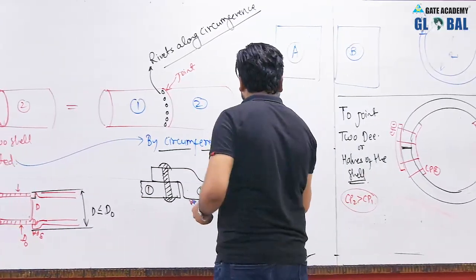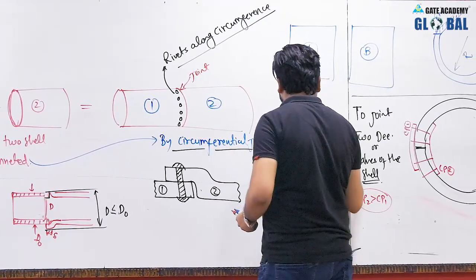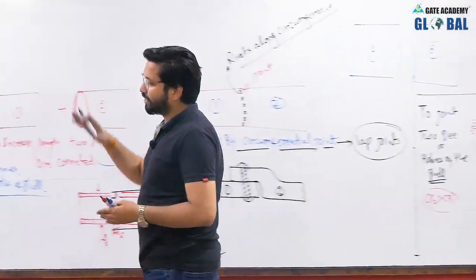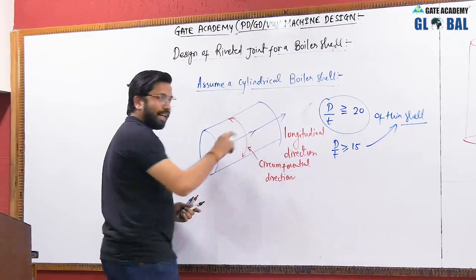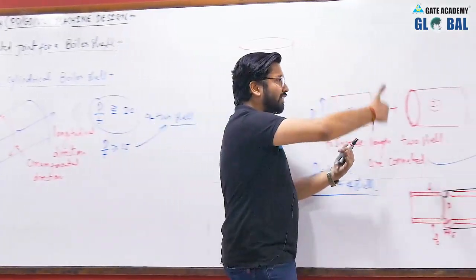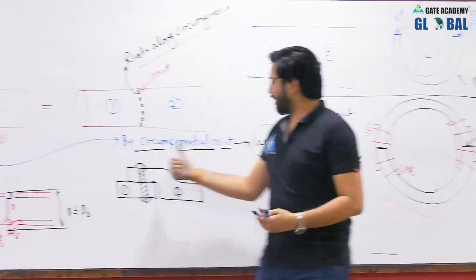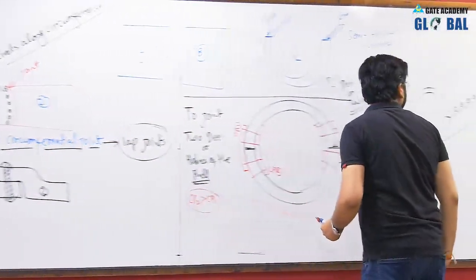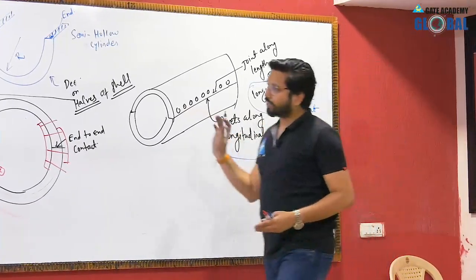So circumferential joints are lap joints. I have told you the entire procedure through which the shells and the halves of the shells will be joined. The halves of the shells will be joined by a butt connection, a double cover butt joint, and the different shells will be engaged with each other using a lap joint. Remember, the circumferential joint will be a lap joint, but the longitudinal joints will be butt joints.